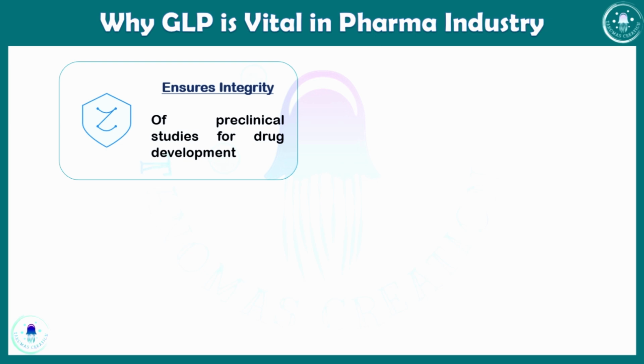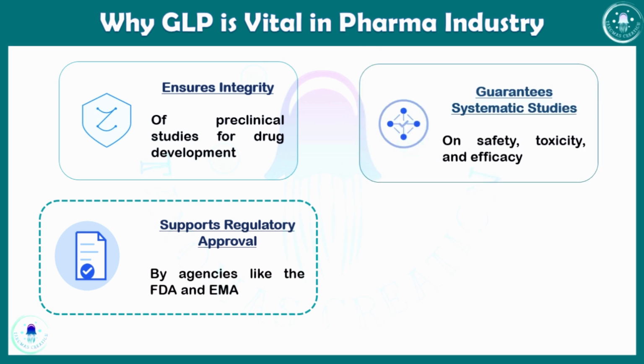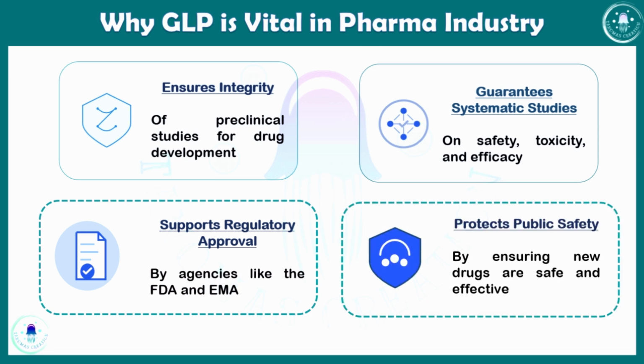Now, why is GLP vital in the pharmaceutical industry? First of all, GLP is vital in the preclinical phase of drug development, where it ensures that studies assessing the safety, toxicity, and effectiveness of drugs are conducted in a controlled, reproducible, and documented manner. These principles are essential for regulatory approvals and they ensure public safety as well. So that is why GLP is vital.